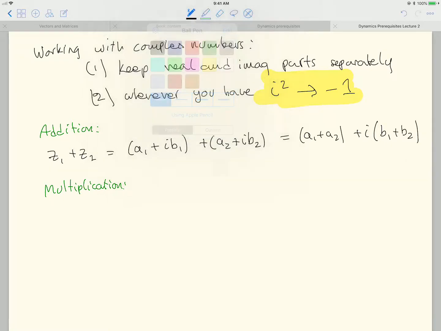So Z1 times Z2. So we said we use all the regular rules of algebra. We just keep the real and the imaginary part separate. And if we have i squared, we turn it into minus 1. So let's multiply A1 plus iB1 times A2 plus iB2.